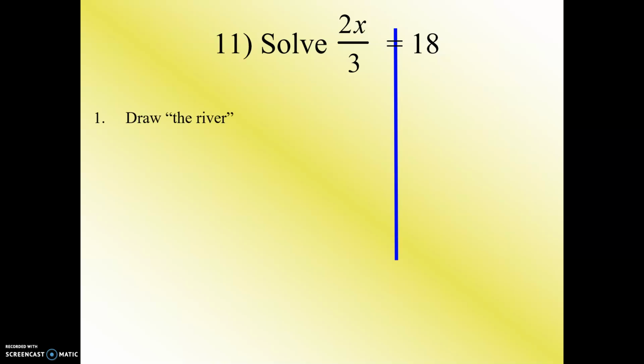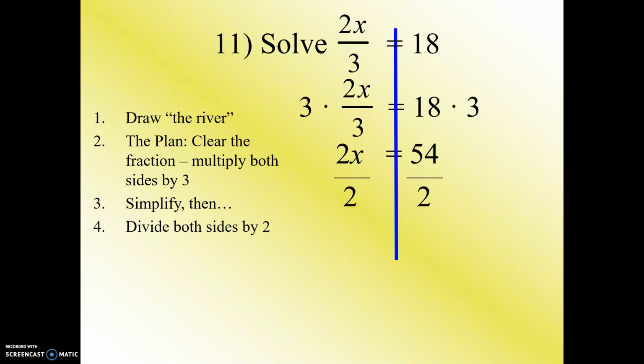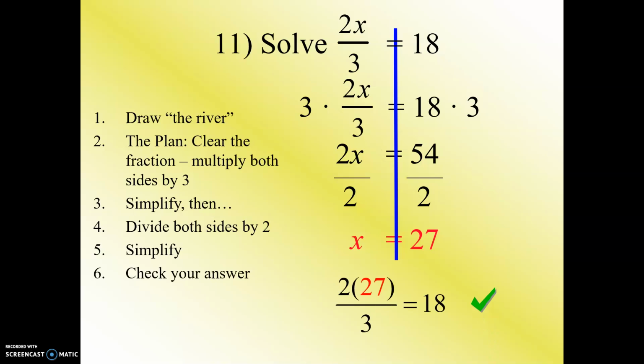So we want to undo that multiply by 2, and we want to undo that divide by 3. In this case, we've got a two-step problem here. We want to clear that fraction first. Get that fraction piece out of there. Let's multiply both sides by 3 to clear out that fraction. If we simplify, we get 2x is equal to 54. Then we want to divide both sides by 2 to clear away the 2. Simplify, we get x is equal to 27. Go back and check. 2 times 27 divided by 3 does indeed give us 18.